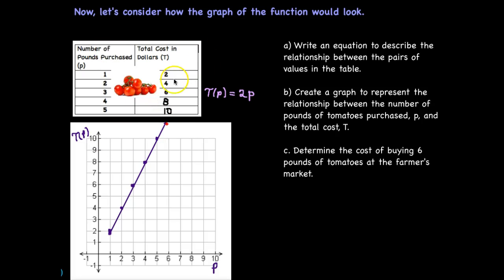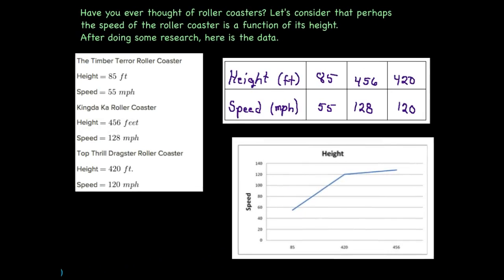Now that you've seen how a table and an equation and a graph are all related and can help you to make predictions or solve problems, or even to determine if our function is linear, let's go back to our roller coaster problem to finish off. So here's our data and here's our table. And we were a little bit confused as to whether this was in fact a linear relationship.